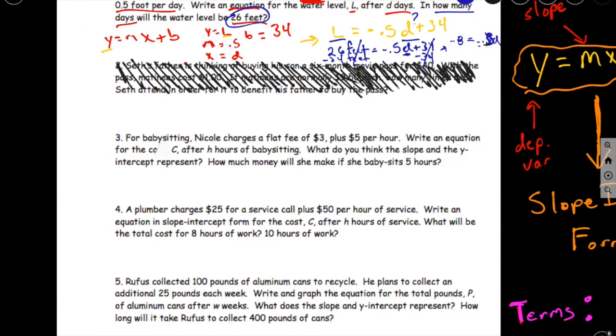So we're going to divide by negative 0.5 days on both sides. D equals negative 10 divided by negative 0.5, and the correct answer for that is 20 days. Okay? So we first used the y equals mx plus b equation, figured out what those variables and numbers were, made our own equation, and then we solved for one of the variables that was given.